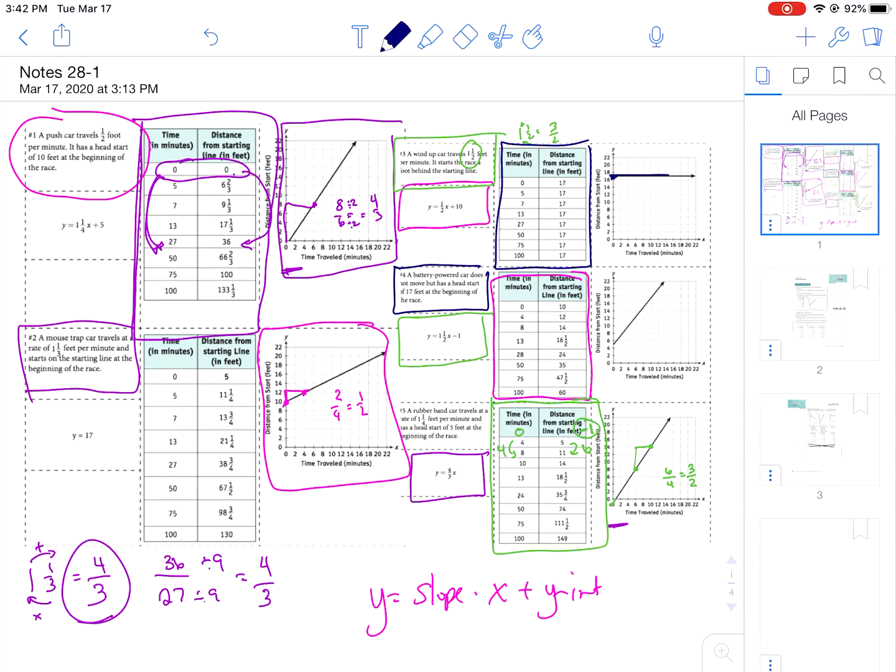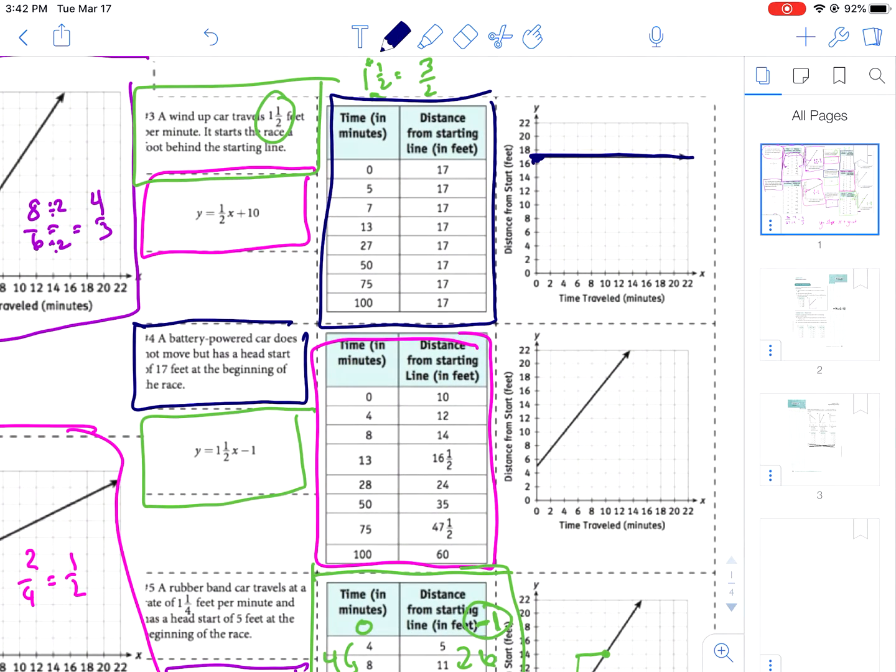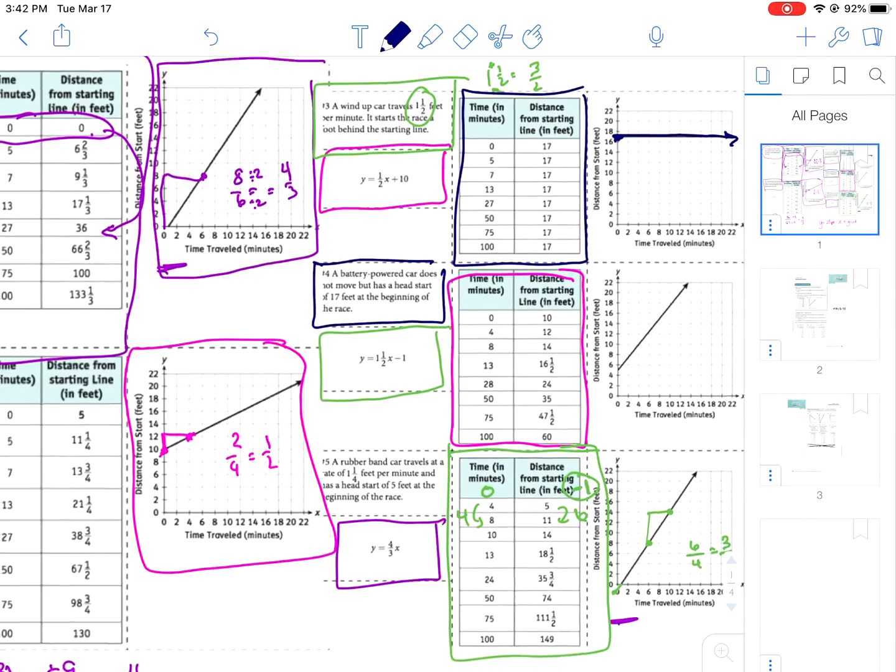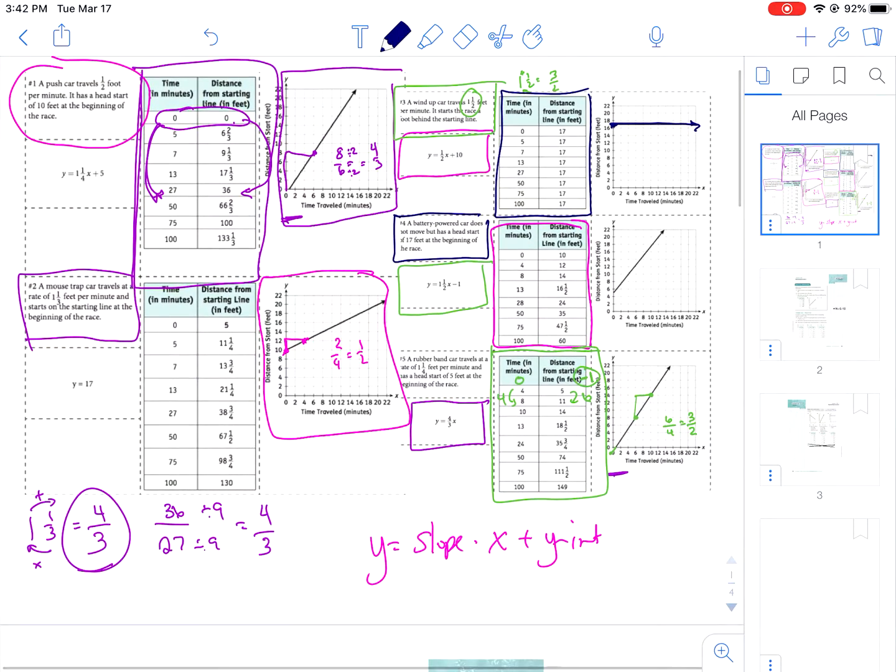Here it starts at 17, and then it doesn't move. So the distance for that car does not change. It just stays 17 throughout the entire time. And then the last one, if we were to find the slope, this goes up 0 and then over 5. If we take 0 divided by 5, 0 divided by anything is 0. So if we go to the equation, it's got a slope of 0.